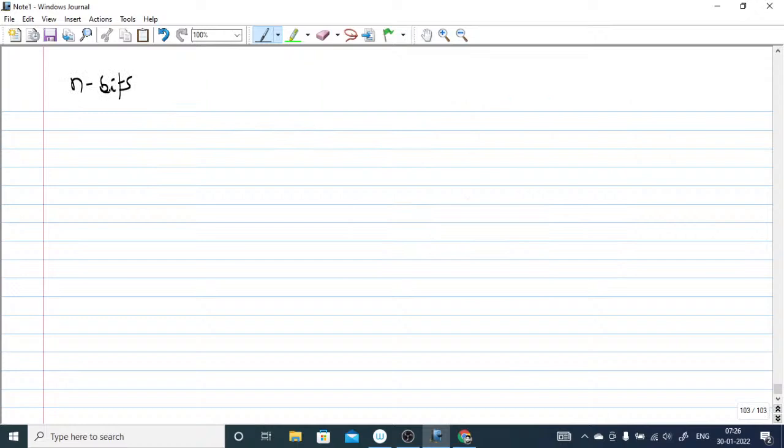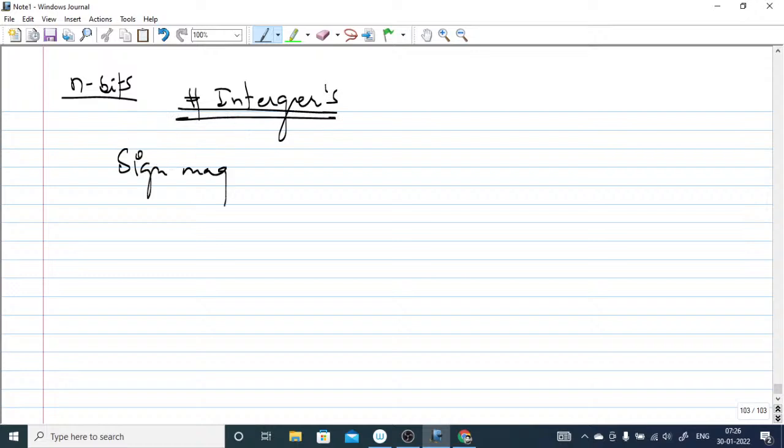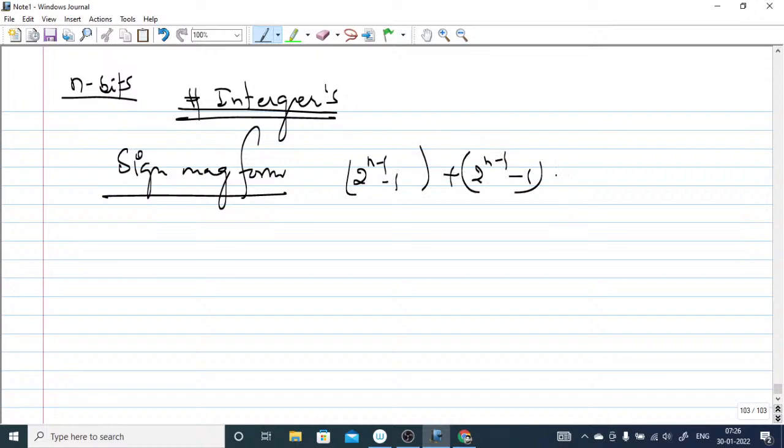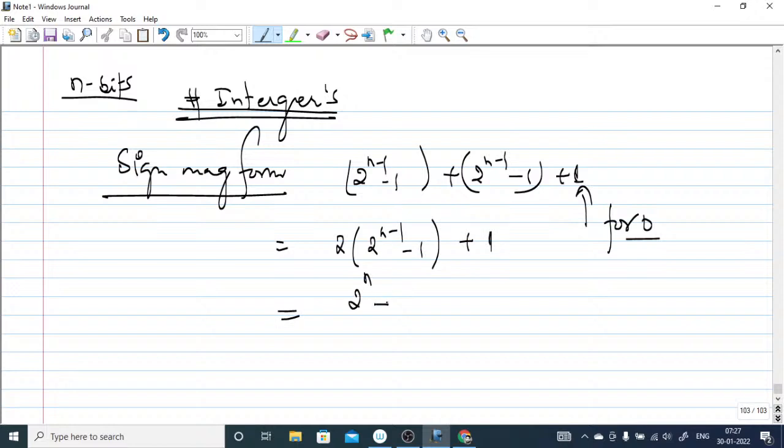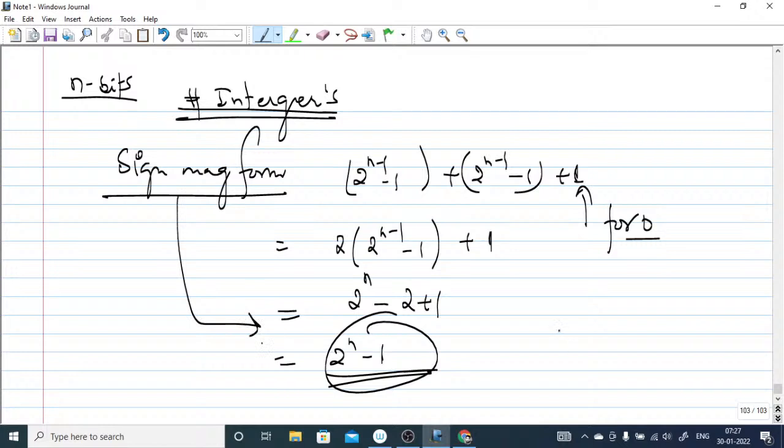And if they ask you the number of integers in all those three forms, with n bits, how many integers can there be? In case of sign magnitude form, you can add 2 to the power n minus 1, plus 2 to the power n minus 1, and for 0 you can include 1, right? So it will be 2 times 2 to the power n minus 1, plus 1. You can take this 2 inside, it will be 2 to the power n minus 2 plus 1, so it will be 2 to the power n minus 1. This is the number of integers in sign magnitude form, right? Suppose n equal to 3, the number of integers will be 2 to the power 3 minus 1, means 8 minus 1, means 7 integers.